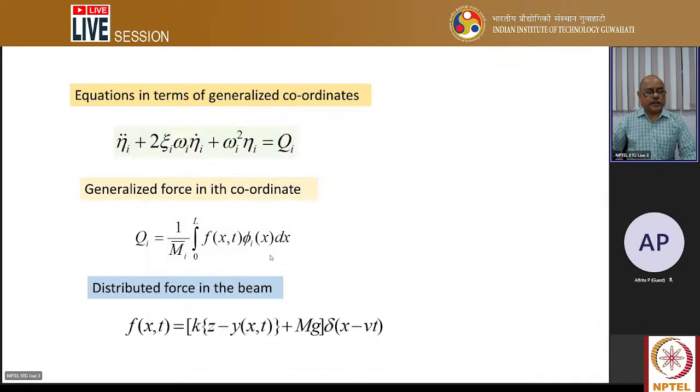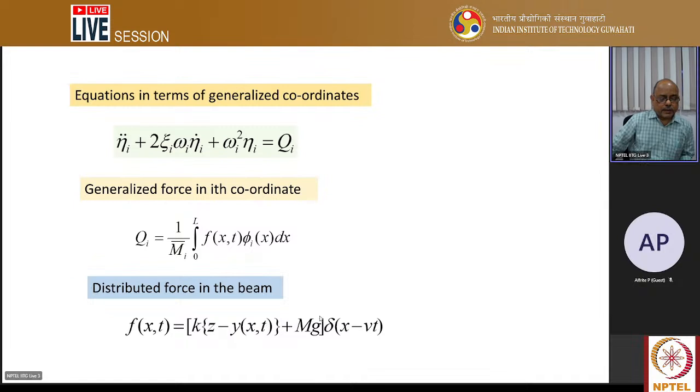So here you can see that although we have the equation in this fashion, the forcing term f(x,t), if we neglect the damping, say C0, in that case we get K into Z minus Y.